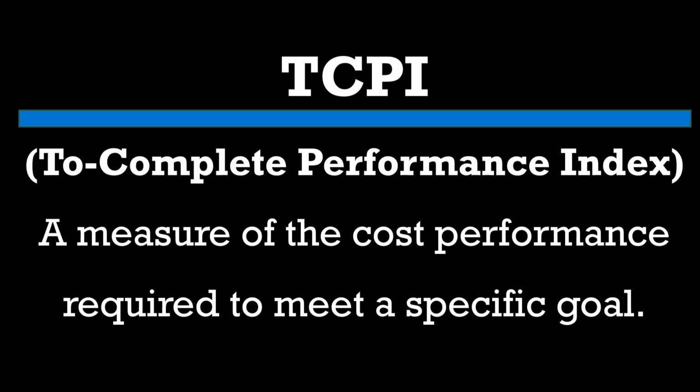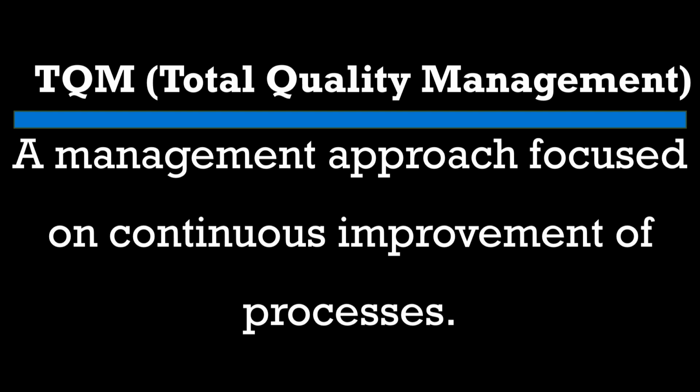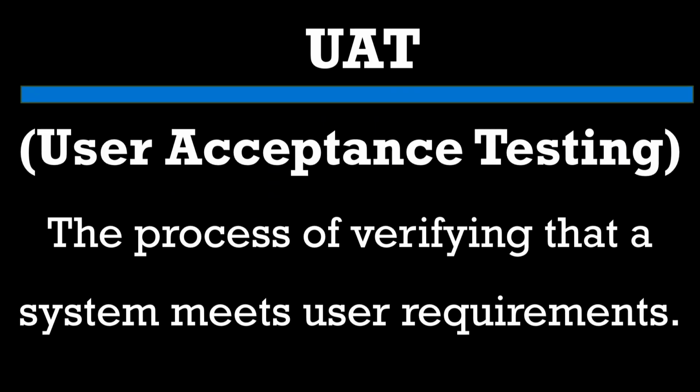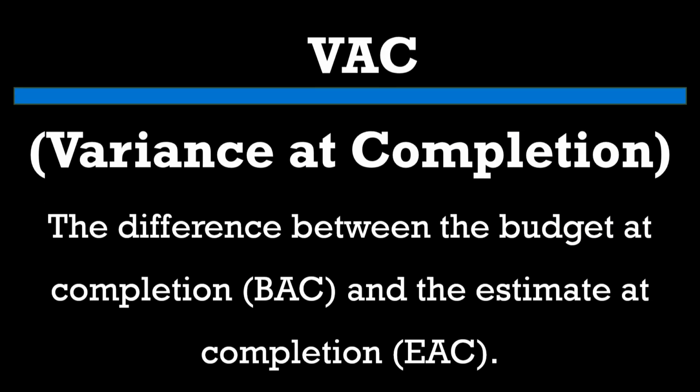TCPI, To-Complete Performance Index, a measure of the cost performance required to meet a specific goal. TQM, Total Quality Management, a management approach focused on continuous improvement of processes. UAT, User Acceptance Testing, the process of verifying that a system meets user requirements. VAC, Variance at Completion, the difference between the Budget at Completion and the Estimate at Completion, EAC.